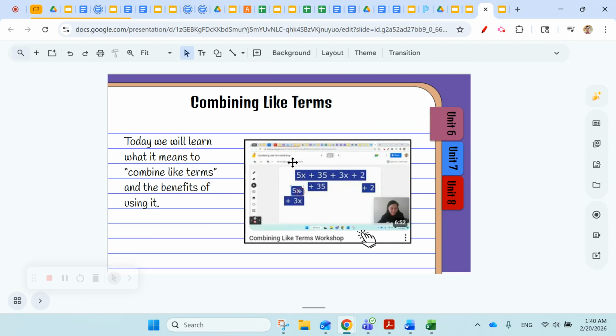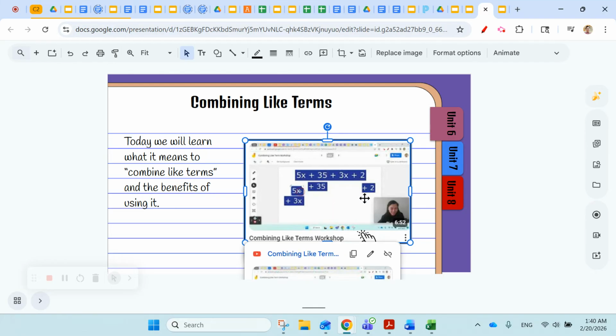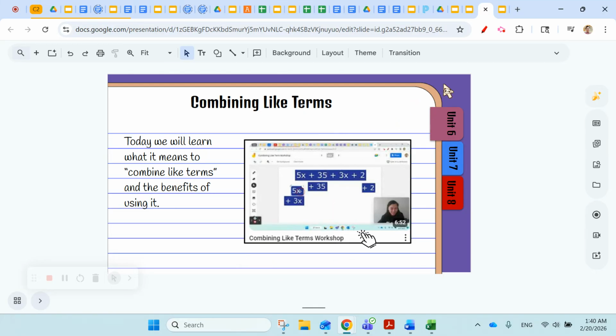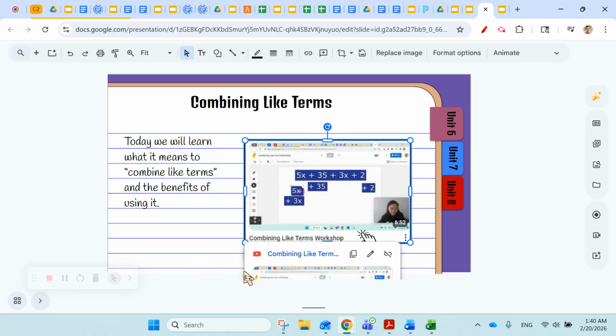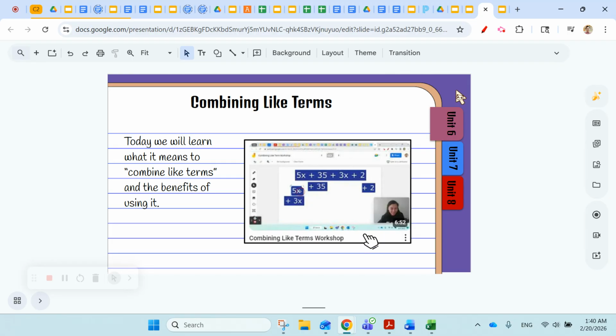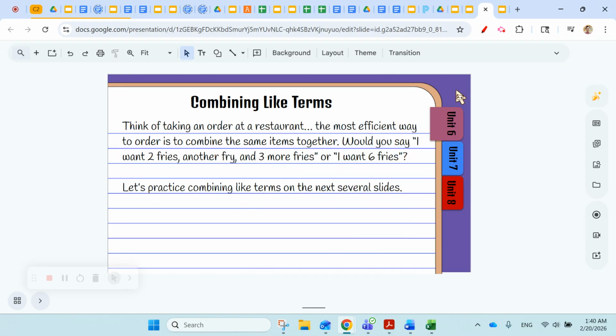Oh, this is a video. You can click there and watch the Combining Like Terms workshop video. But this is the video that we should be watching in the beginning because this is an intro. It's talking about what combining like terms is and how we do it. This workshop video is really about practicing combining like terms. So you can watch that later.